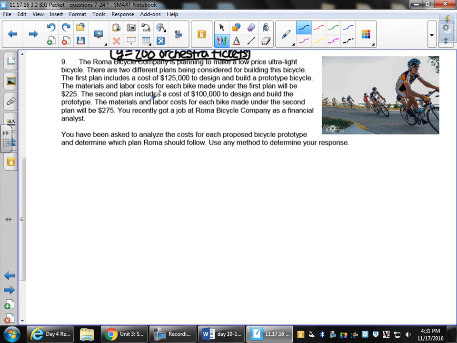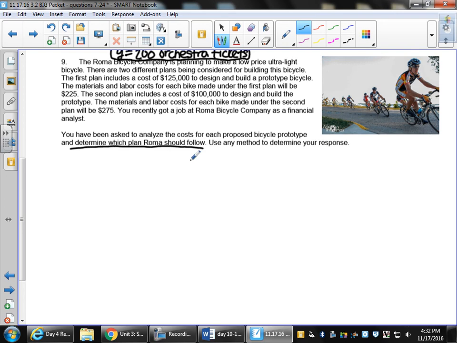The second plan includes a cost of $100,000 to design and build the prototype. The materials and labor costs for each bike made under the second plan will be $275. You recently got a job at Roma Bicycle Company as a financial analyst. Congratulations to you. You have been asked to analyze the costs for each proposed bicycle prototype. Determine which plan Roma should follow.